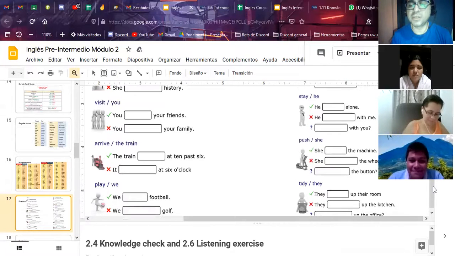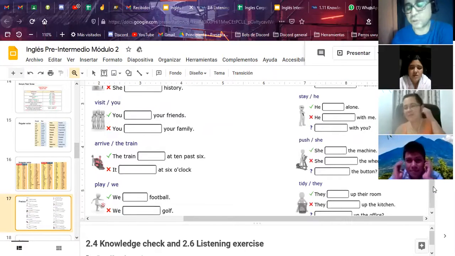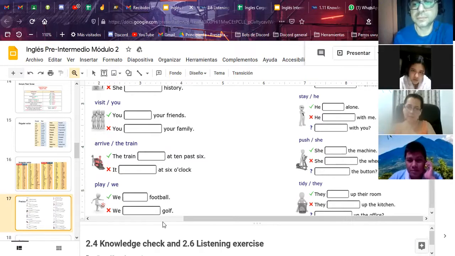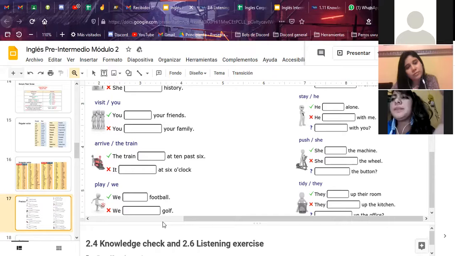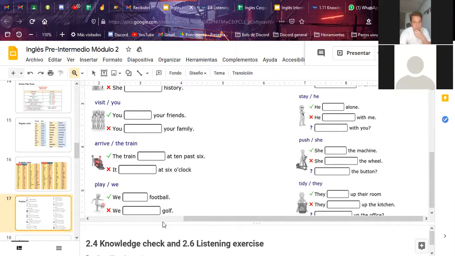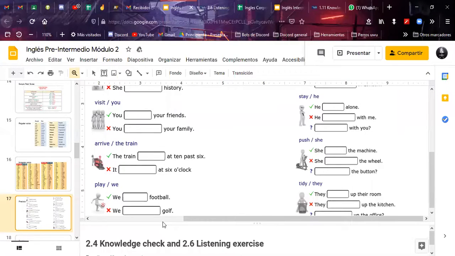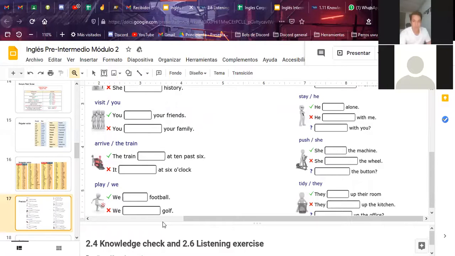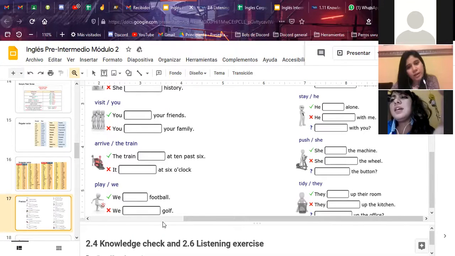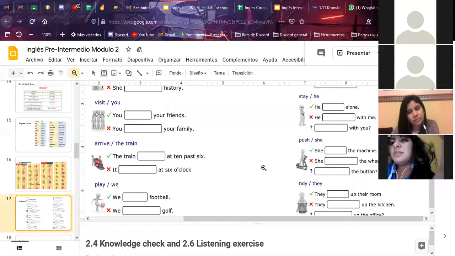The other one says stay. How is it going to be? Negative. I'm sorry, the affirmative. He stayed alone. Good. Okay, how's it going to be the negative? He didn't stay with me. Okay, very well. And how is it going to be the question? Did he stay with you? Very well. Thank you. Did he stay with you?